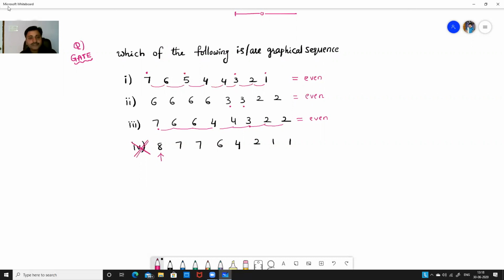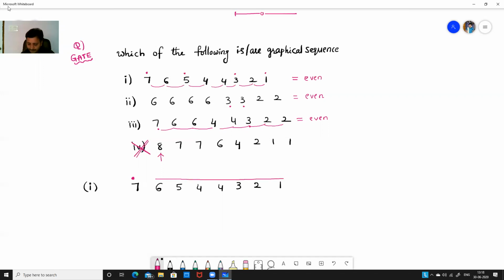Now I'm going to discuss the Havel-Hakimi result for the first problem. 7, 6, 5, 4, 4, 3, 2, 1. This is the given first sequence. According to the Havel-Hakimi result, in the first sequence, first we have to identify the first number. What is the first number? That is 7. It indicates that from the next 7 consecutive degrees, you have to subtract 1. So what are the next 7? Like all this. Correct or not?